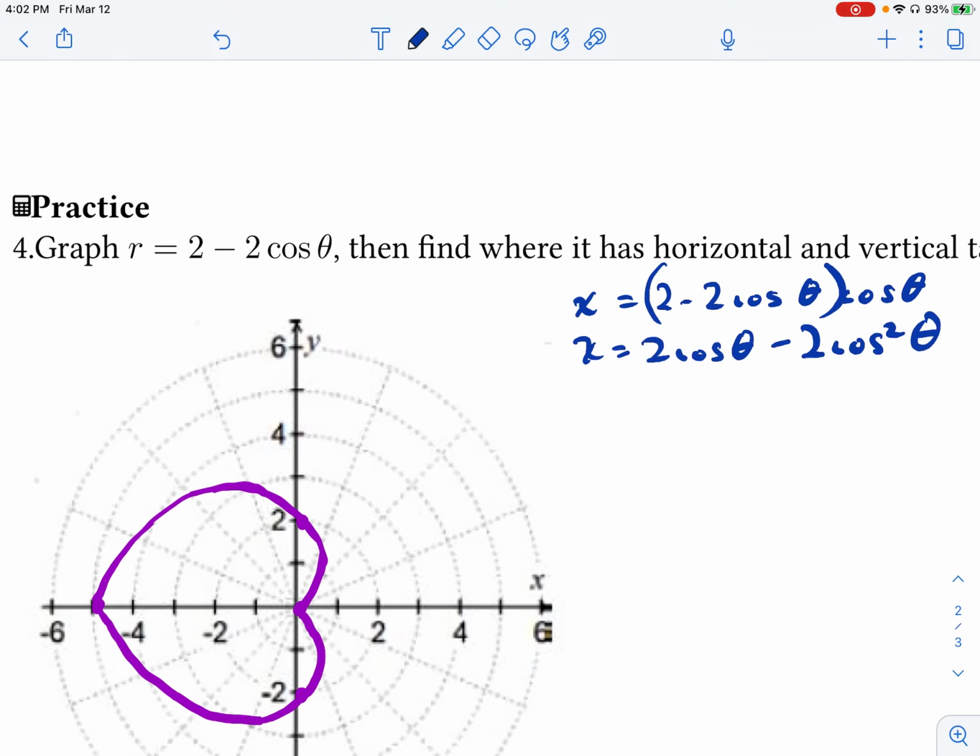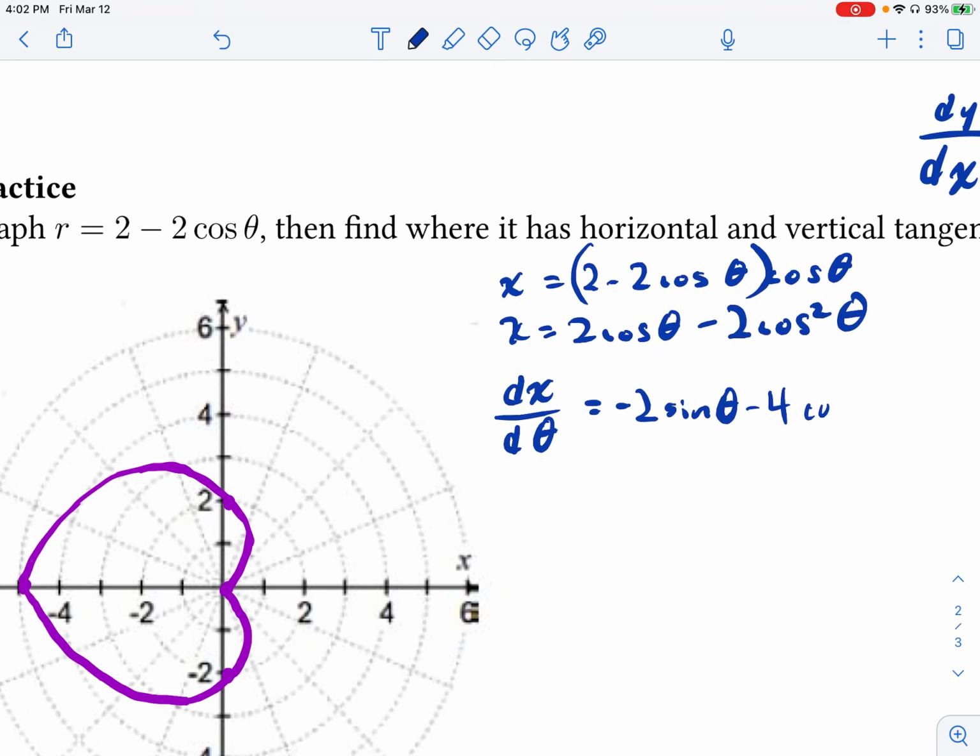Now, since we need to find horizontal and vertical tangent lines, again, we're going to need to also know what dx d theta is. So let's differentiate this. So this is going to give me negative 2 sine theta. And then over here, we're going to say 4 times cosine theta times sine theta. So let's just go ahead and do that. Times cosine theta times sine theta.